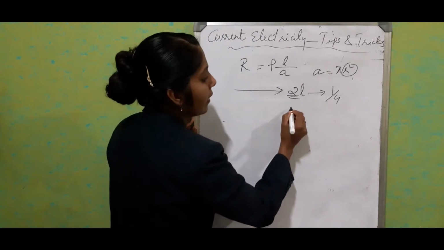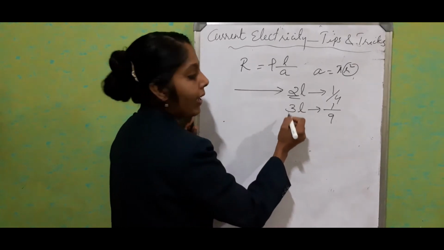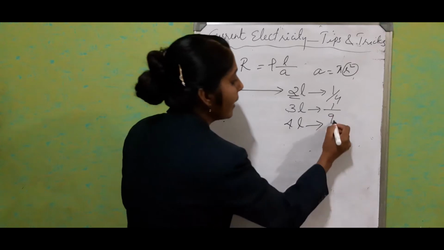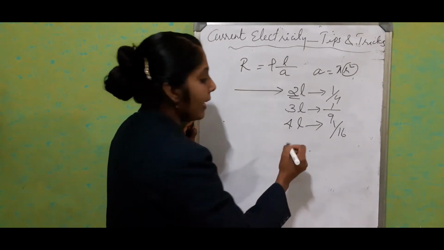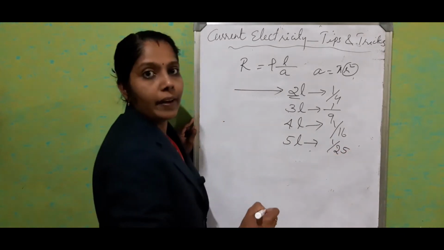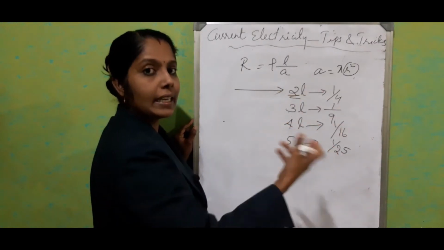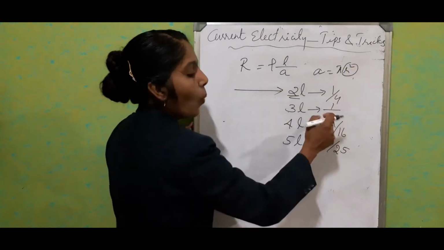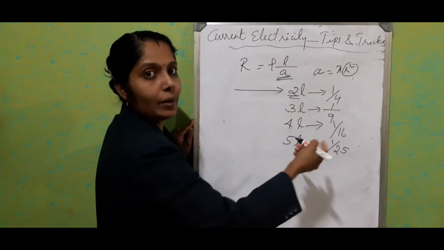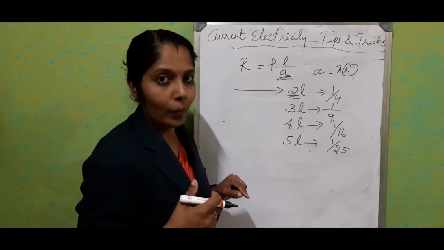Okay. If you are increasing to 3L, it will be 1 by 9, 3 square. If you are increasing 4 times, it will be 1 by 16. If you are increasing 5 times, it will be 1 by 25. So for area of cross section and length, if you are increasing the length, how many times? That is just 1 by division, because it's a denominator factor. We have to square this value, so automatically we can find that the resistance will be varied accordingly.